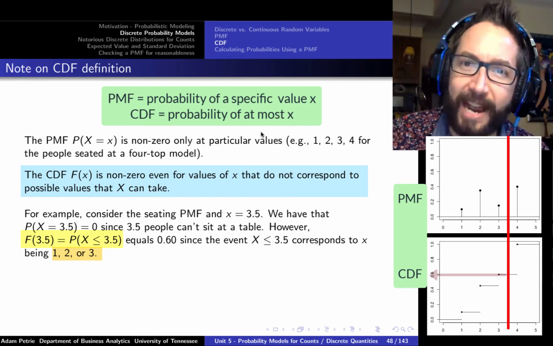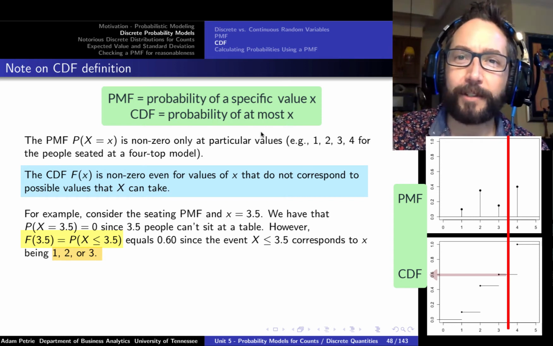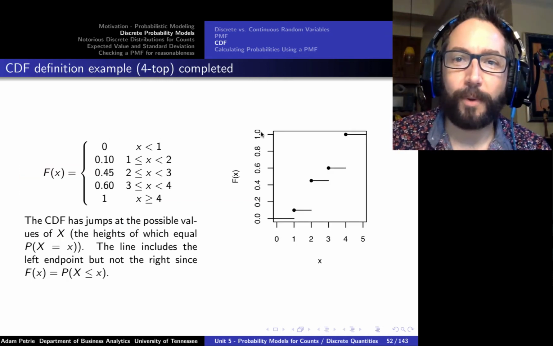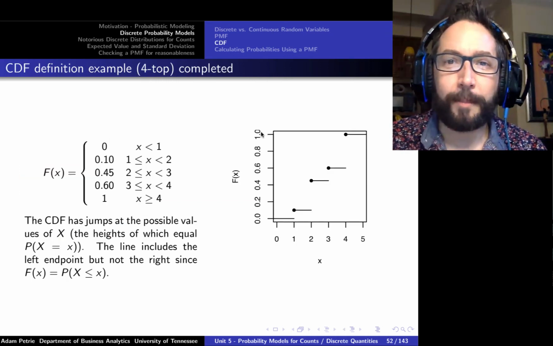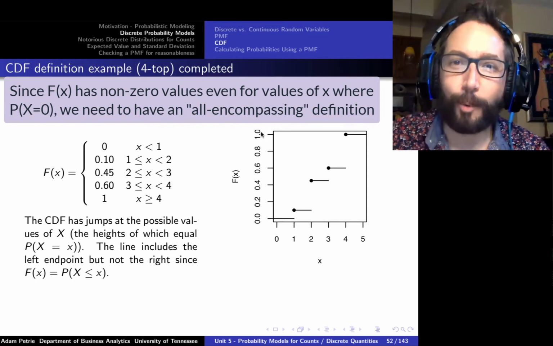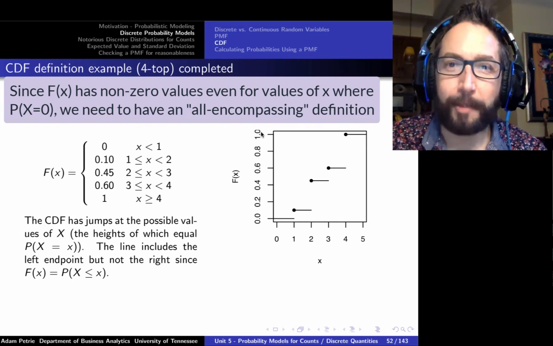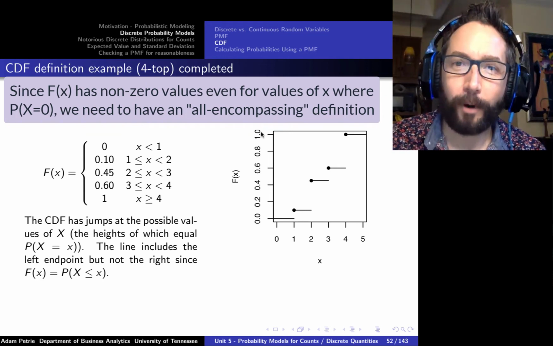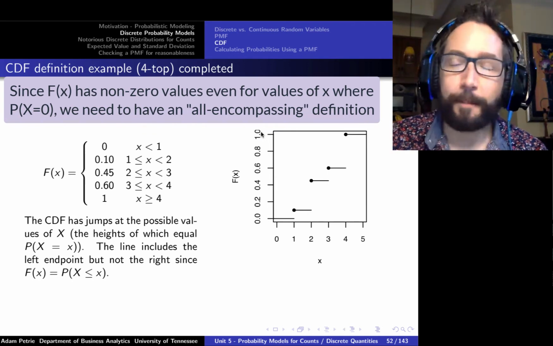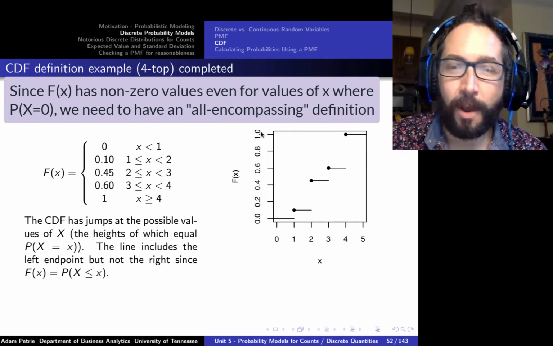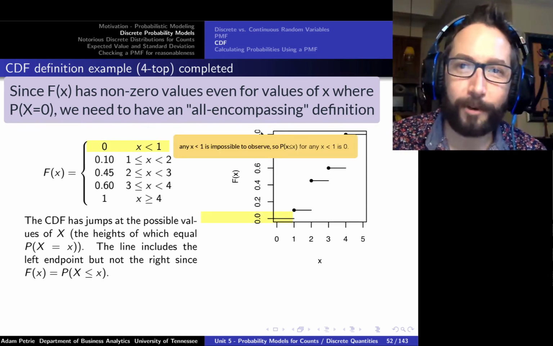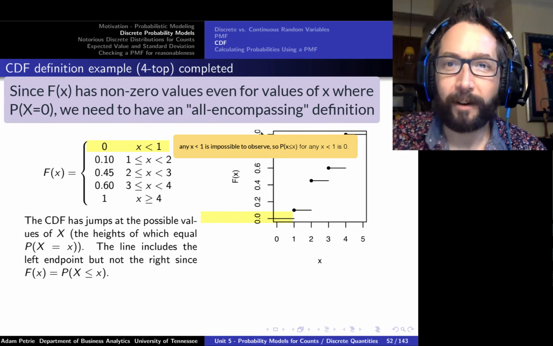So when we write down the definition of a CDF, we're going to be careful to completely encompass that fact. For example, with that four-top, we're going to include the entirety of the range of values of little x, even when there's no possible way of observing them. For that example, we can only observe 1, 2, 3, or 4 people at that table, but we're going to write capital F of x to have a definition that encompasses absolutely everything. For any value of x that's less than 1, there's no possibility of observing less than one person at this table, so all values of x less than 1 are going to have a value of 0 for that CDF.